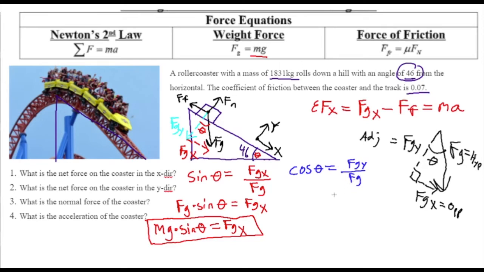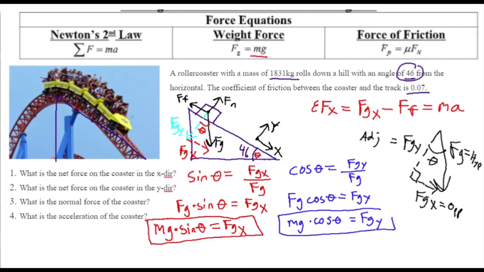Do the same thing that I did before, multiply force gravity over. So I have force gravity times cosine theta is equal to force gravity y. Substitute mg for force gravity, and I get mg times cosine theta is equal to force gravity y. Again, this equation will always be the case when I'm looking for the y component of force gravity. Now that I got these two out of the way, I can really start to dive into the problem.